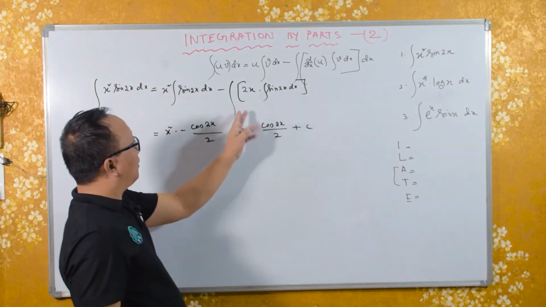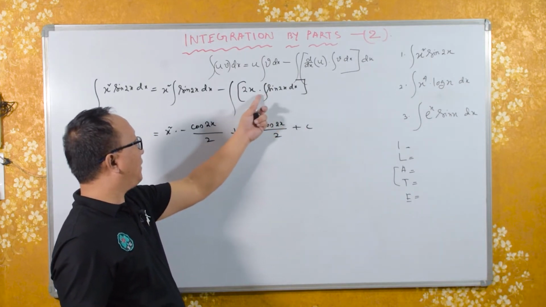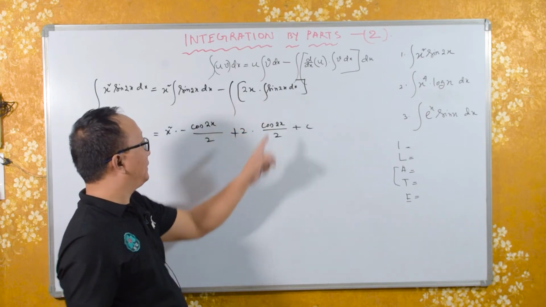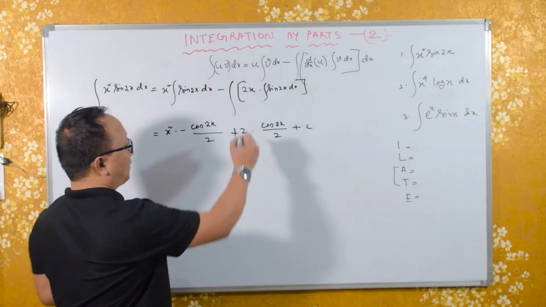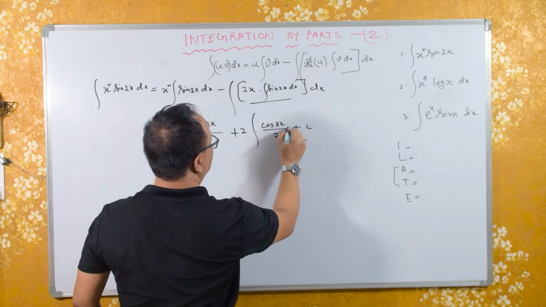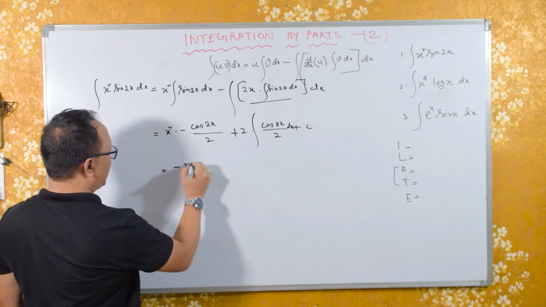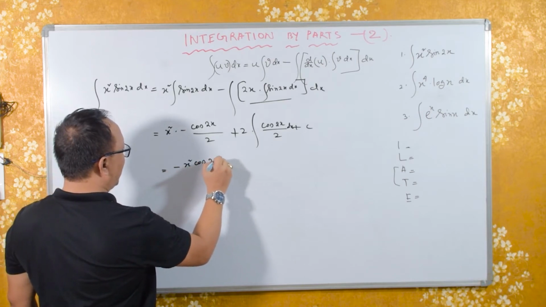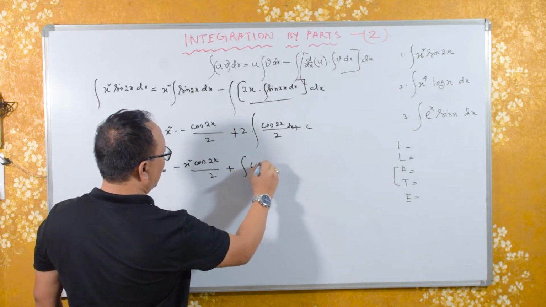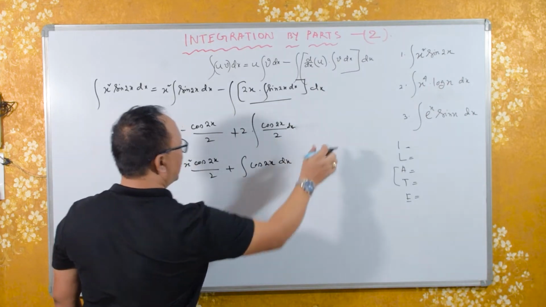Okay, the integration of sine 2x is minus cos 2x upon 2. That minus and minus become plus. This 2 is sent outside and 2 is over here. Okay, that is the integral into dx. This minus I can send outside: minus x square cos of 2x upon 2, 2 gets cancelled, plus integral cos of 2x dx.